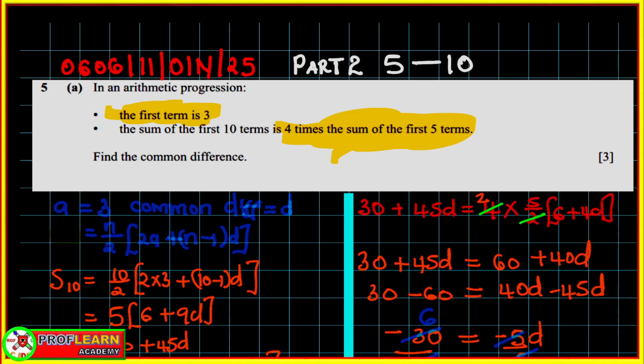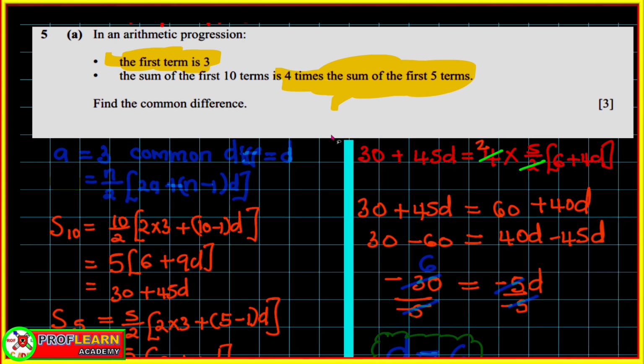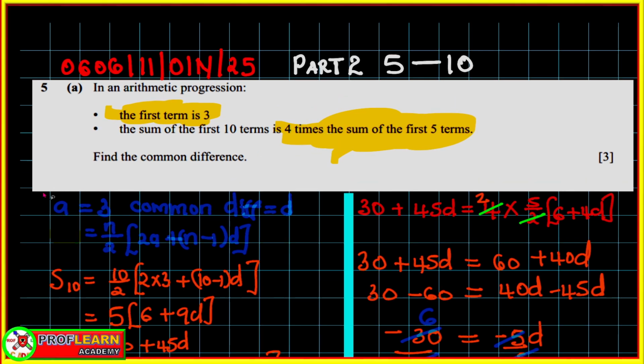Now in this question number 5, we are told that an arithmetic progression has the first term 3, the sum of the first 10 terms is 4 times the sum of the first 5 terms. So since the common difference, we don't know it, we can say let the common difference be d, and the first term is 3.